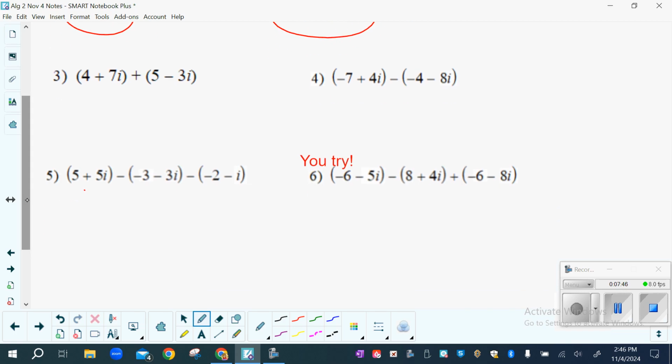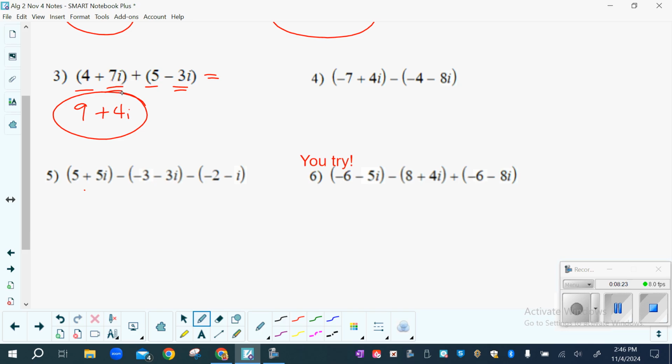You want to add the like parts. So your like parts here would be the 4 and the 5. What does 4 plus 5 add up to? 9. And then these are the like parts also. 7i minus 3i. What would that add up to, Will? 4i. Yeah, so 9 plus 4i. Does that make sense? Now, I want to write this with a 9 first because why? That's right, standard form.